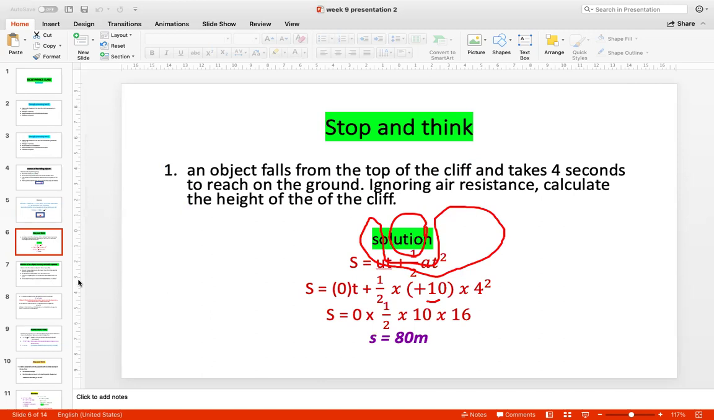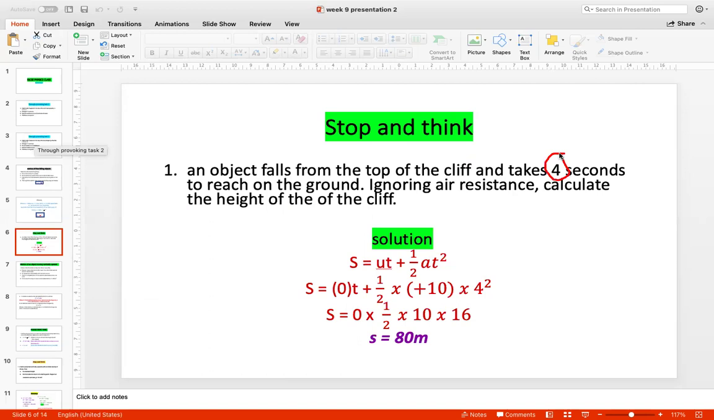It's just bad that solutions are already there. I wish I'd hidden them in one or the other, but it's all right. So, saying an object falls from the top of a cliff and only takes 4 seconds to reach the ground.